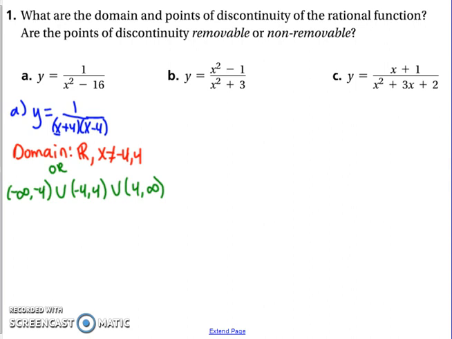So I didn't cancel anything out. There was nothing to cancel out. So I have non-removable discontinuity. So I have non-removable, it's at x equals -4 and x equals 4.